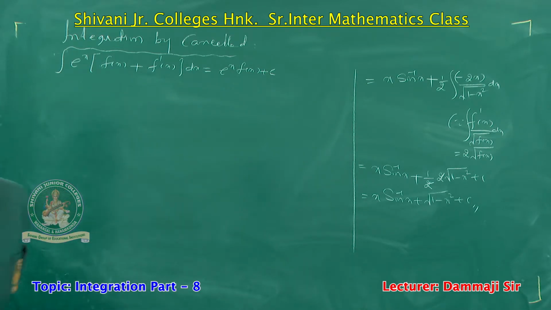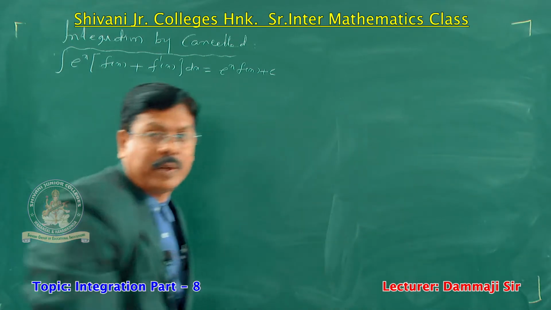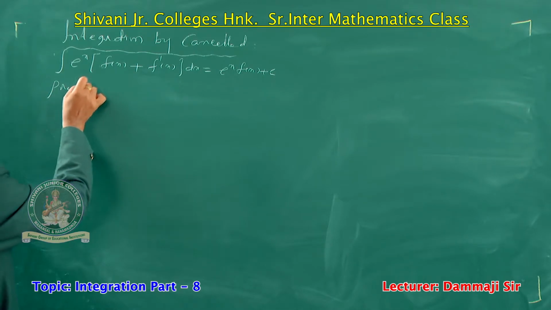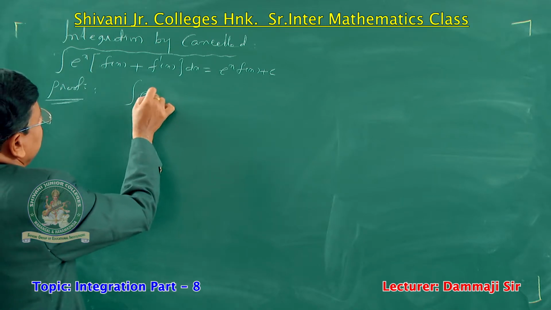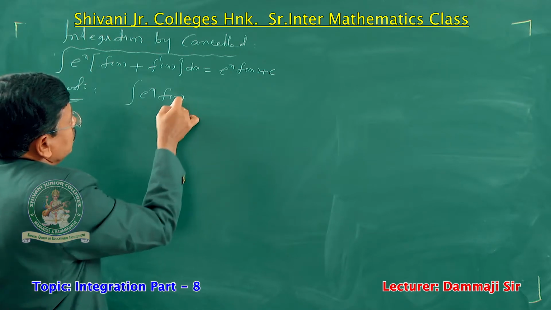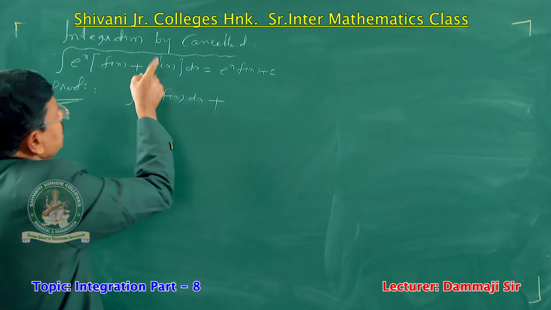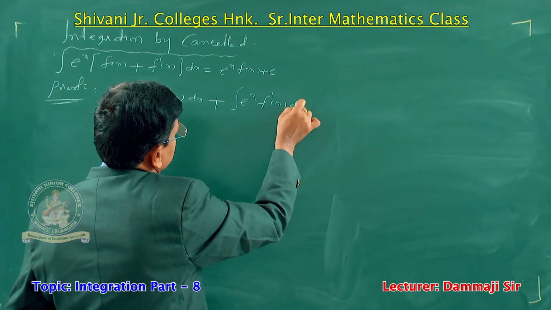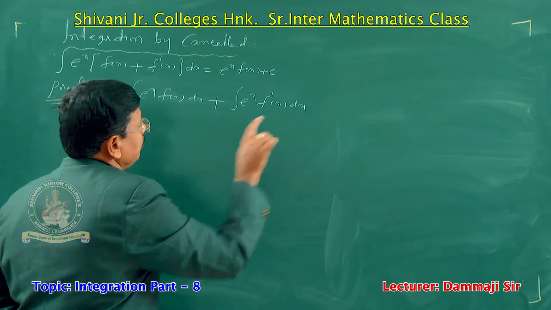What about cancelling? You can observe it. We have a product of two functions. I will explain its process. What about the integral of e power x f of x dx, plus the integral of e power x f dash of x dx? Okay, fine. Now keep the second one here only.